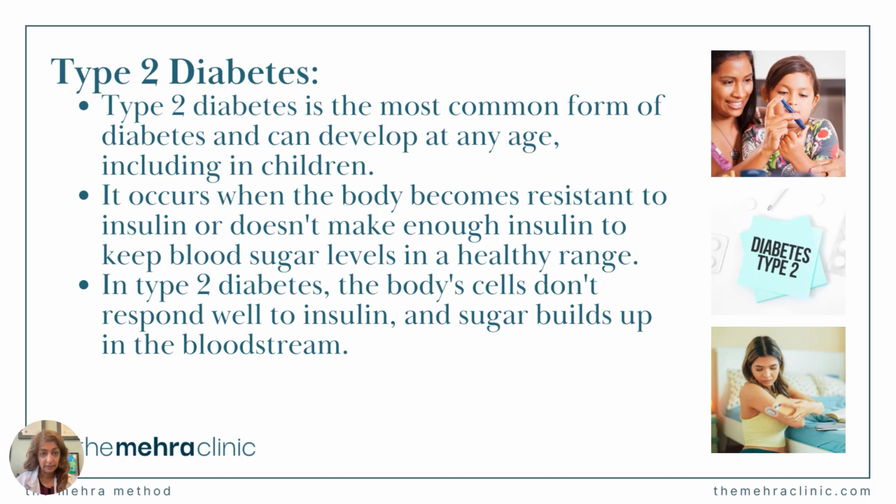Type 2 diabetes is the most common form of diabetes in adults, and it can develop at any age. It also can occur in children. This occurs when the body becomes resistant to insulin or does not make enough insulin to keep the blood sugar levels in a healthy range. In type 2 diabetes, the body's cells do not respond well to insulin, and sugar can build up in the bloodstream.